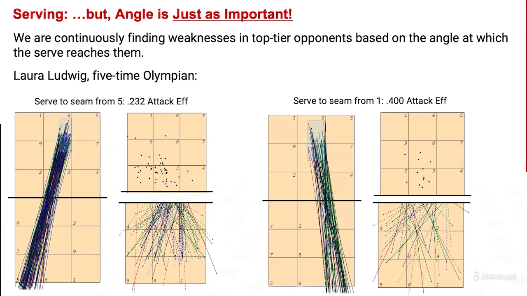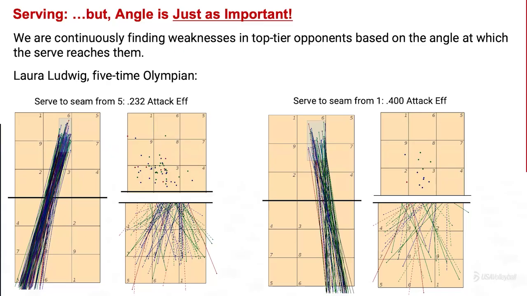These are 2 charts from Laura Ludwig. She's a 5-time Olympian. We have on the left serves that went into her seam. She's kind of standing on the right side or the left side of the court, in that box labeled 5 and that box labeled 7. We can see that when she gets served from 5, she hits .232 on her attack efficiency. Again, you don't need to know what it means. Just know that's a very beatable number. That's a good number for the serving team.